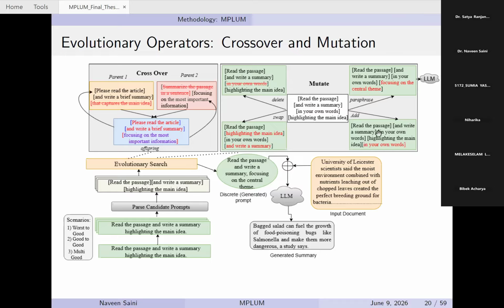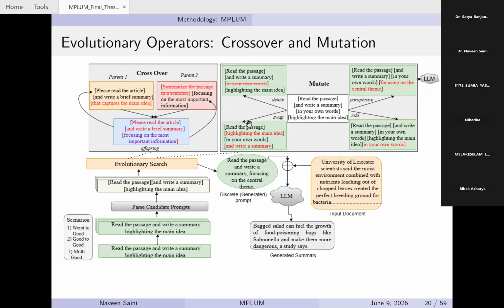Now addition means, paraphrase and addition are somehow similar to each other. Paraphrase is done by the LLM, but addition is done differently. So for example, read the passage and write a summary in your own words, highlighting the main idea. So this phrase is added. You can do some other thing for the addition. Either you can use one of them or add something which is suitable for this sentence.